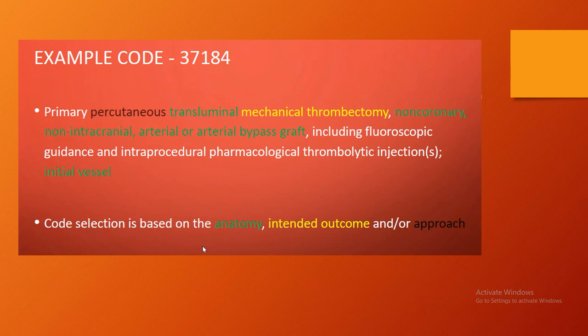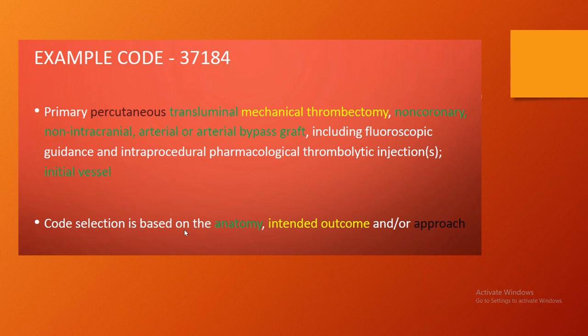Whenever we see any code description, we need to identify three terms where the physician is performing the procedure: what is the anatomical site, the intended outcome, and the approach. Here mechanical thrombectomy is the intended outcome. Basically the physician wants to remove the thrombus, so that is the intended outcome. And the approach: what is the approach in this scenario? Here the approach is percutaneous.